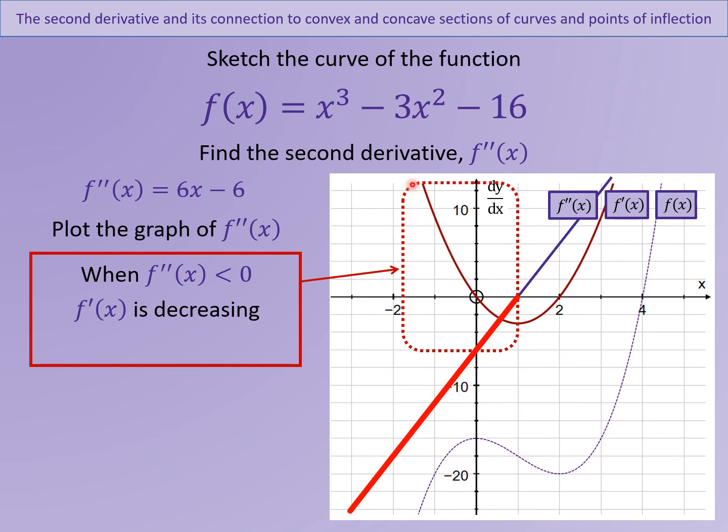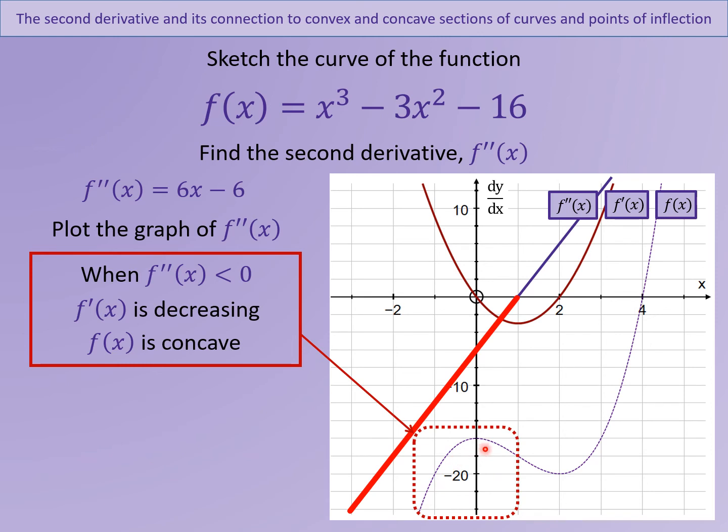Excuse me, not the original graph. The gradient function graph is decreasing up to that point. So you're doing the opposite to what you did before. When it's negative, the gradient function is decreasing, but the original graph is concave.